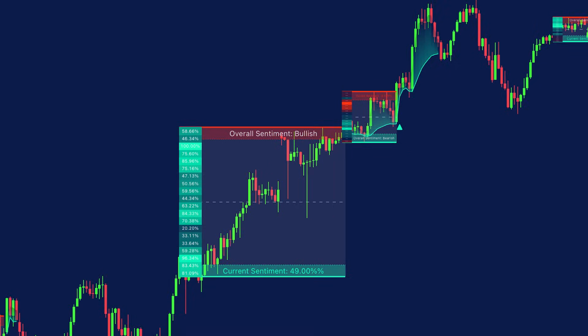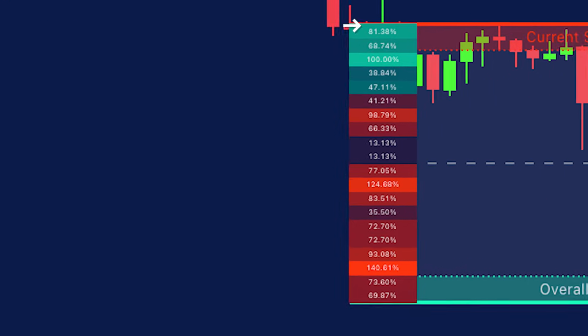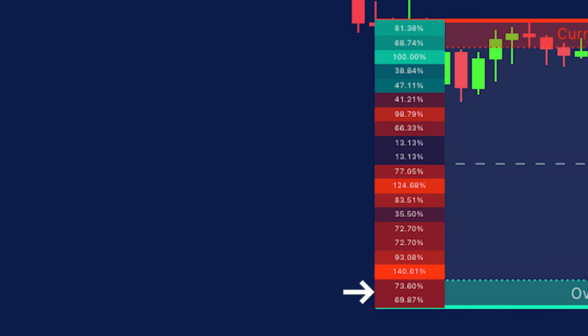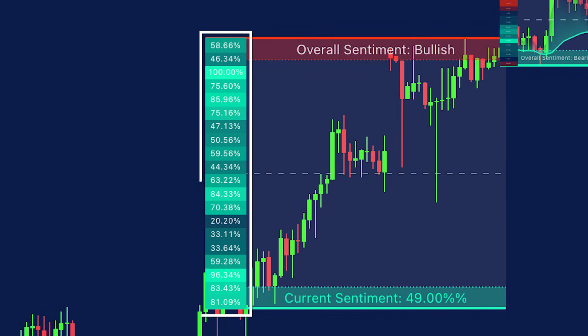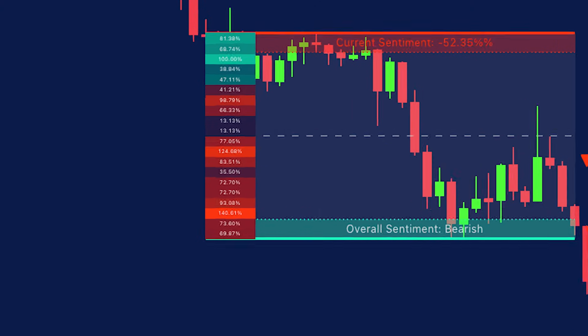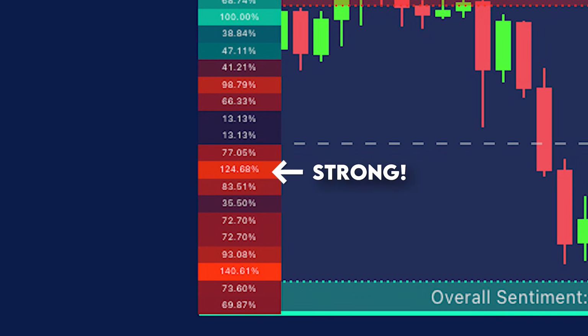But here's where it gets powerful: the volume sentiment profiling. Each channel is internally divided into small bins where volume is aggregated and signed by candle direction. This creates a granular sentiment map, showing you which price levels inside the box are dominated by buyers or sellers. So when you see green gradients, you know there's net buying pressure. But when you see red gradients, it's a signal there's net selling pressure, and the intensity of the color tells you how strong that pressure is.